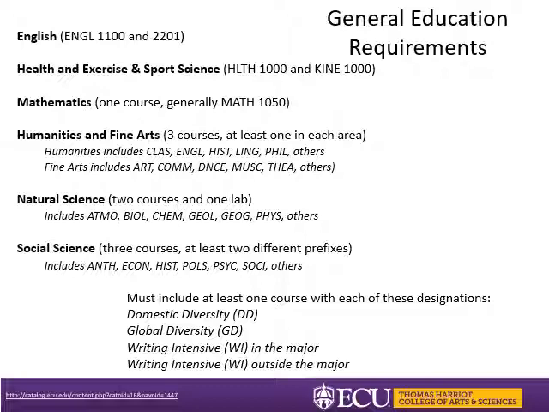The link at the bottom of the slide takes you to the part of the undergraduate course catalog that lists all the gen ed courses that you can choose from, including these 4 groups and the various diversity and writing designations. It's worth spending a little time to review these gen ed requirements. Make sure that you're taking lots of gen ed in your first 2 years at ECU so that you're well on your way to completing your 40 semester hours of Gen Ed by your junior year.